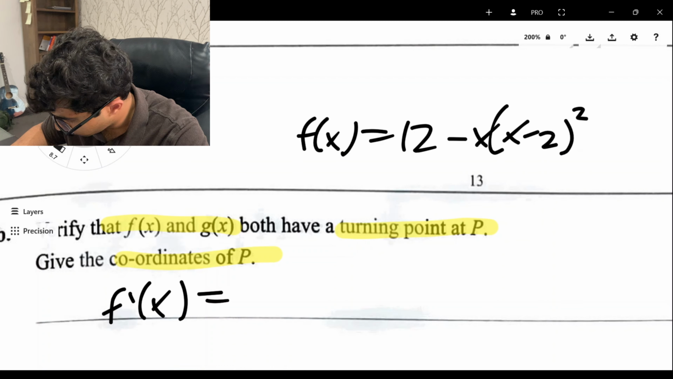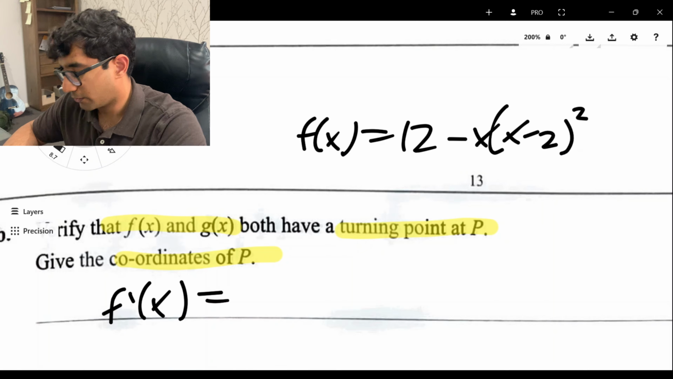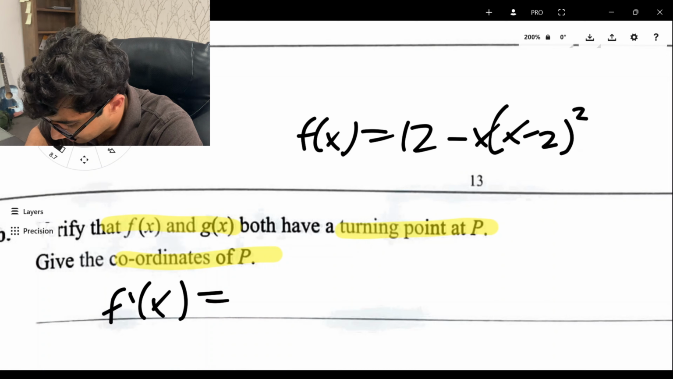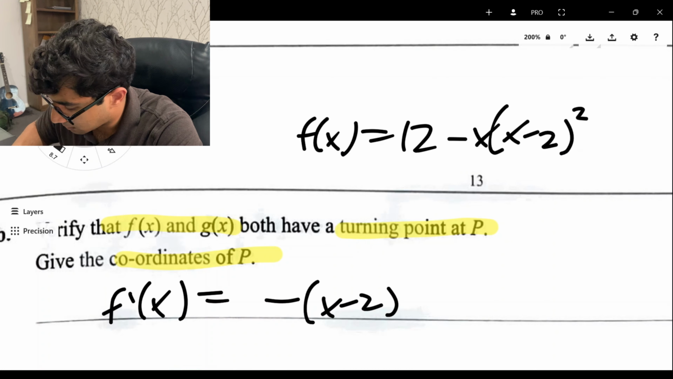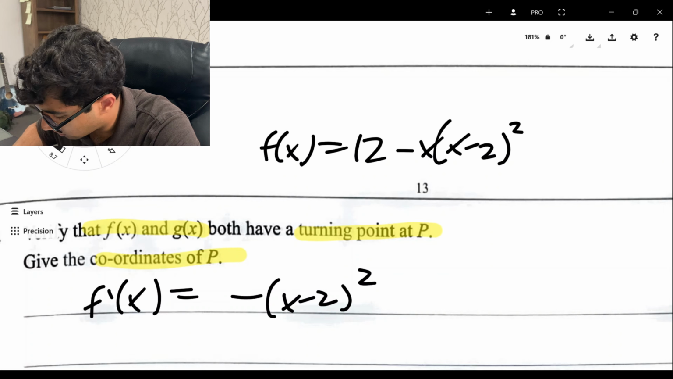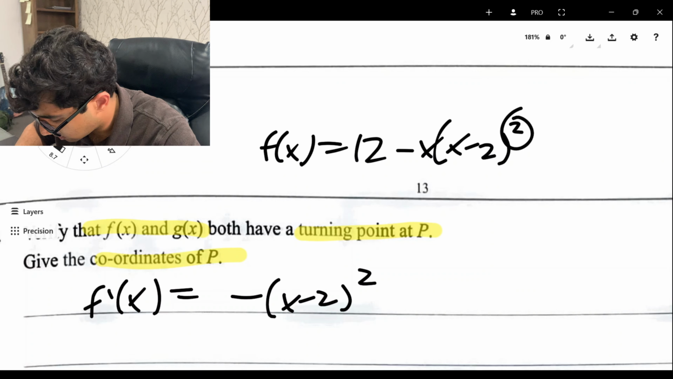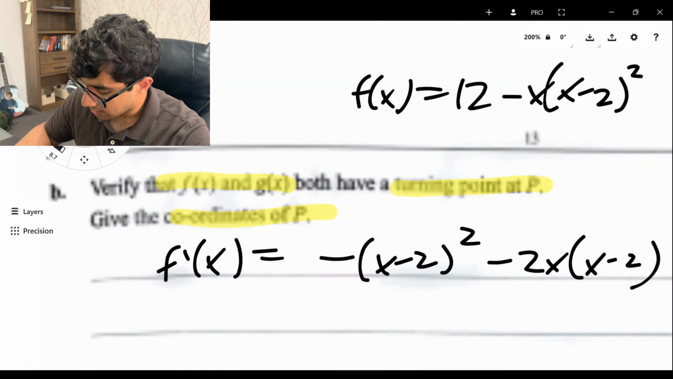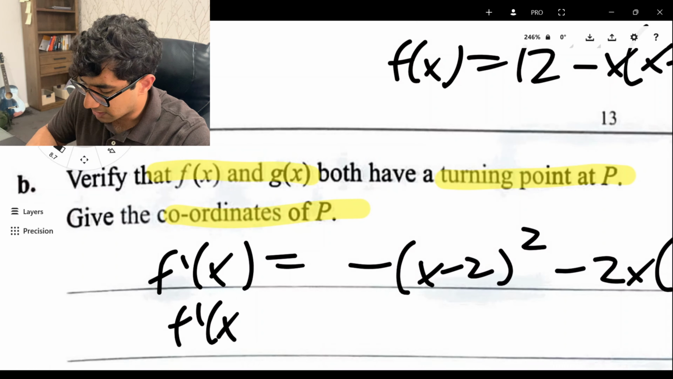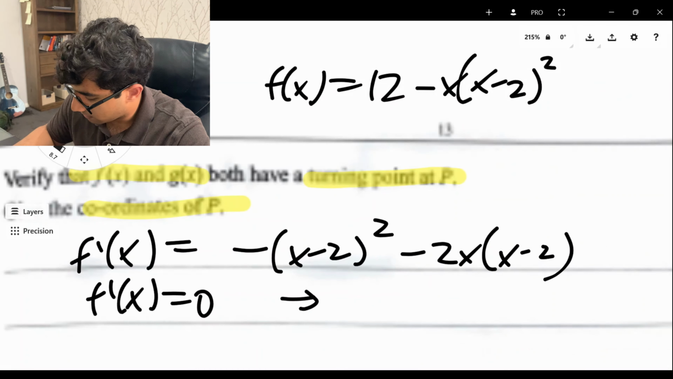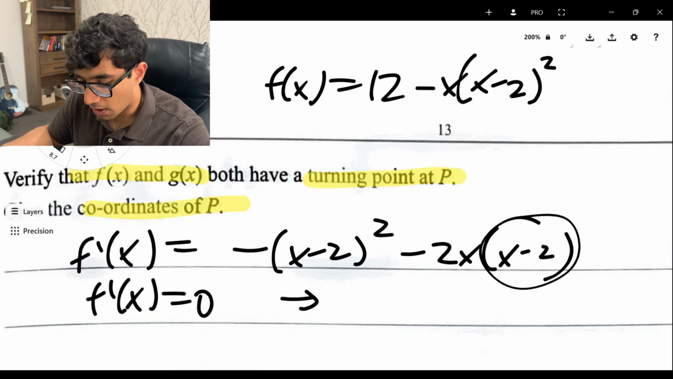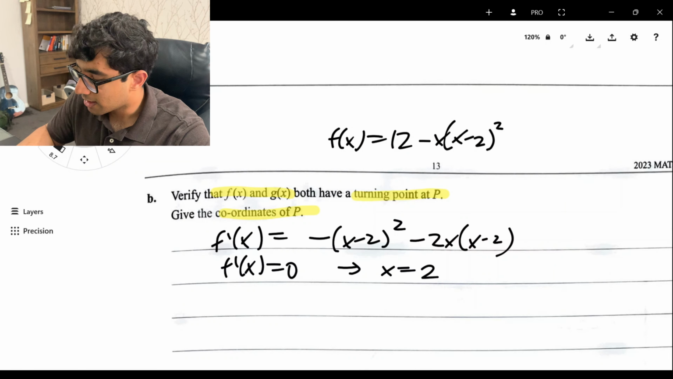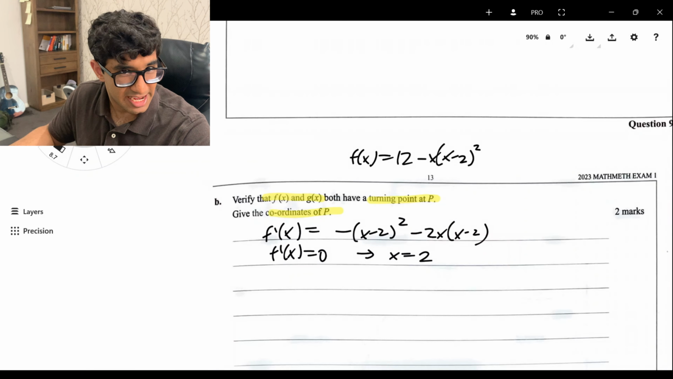I'm doing product rule here, which is a little bit dangerous, but it is what it is, right? I'll take the derivative of the first part, so it's minus x minus 2 squared, and then I'll take the derivative of the second part and bring that down. So minus 2x, x minus 2. Okay, simple enough. Now I just want to solve f prime of x equal to 0, and you can see here that you can factor out x minus 2, it's a common factor. So x equals 2 would be your solution in that case, okay? I know it's a little bit of a risky strategy, okay?